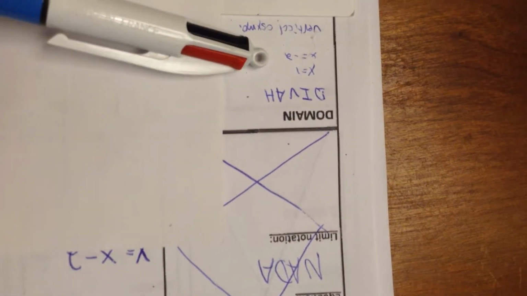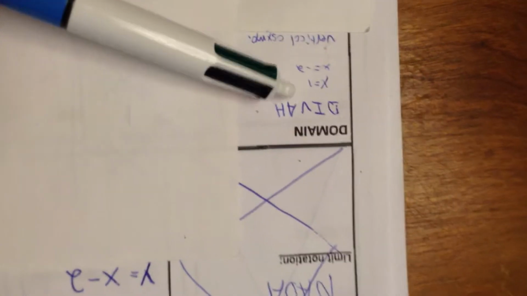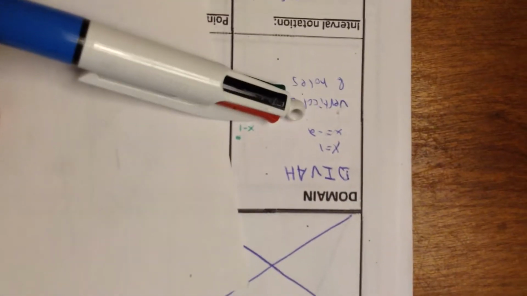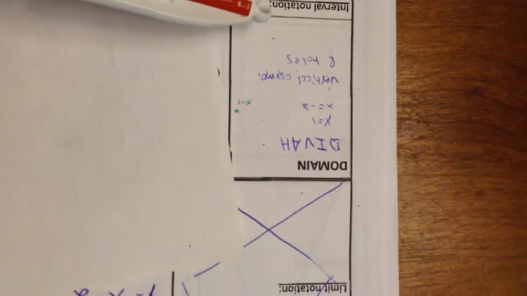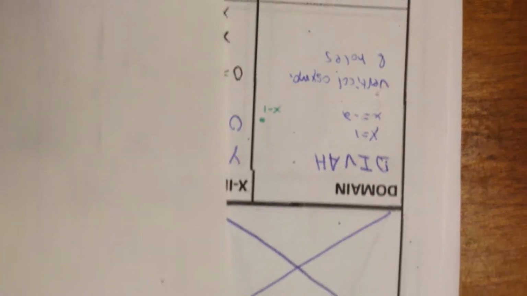Now we want to find our domain. The phrase we want to use when finding domain is DIVA, which means domain is vertical asymptotes and holes. In this case, our vertical asymptote was x equals 1, and we had a hole at negative 2. So those are our bad values. So our graph would go from negative infinity to negative 2, break off, form a union, keep going from negative 2 to 1, break off, form a union, and keep going from 1 all the way to infinity.